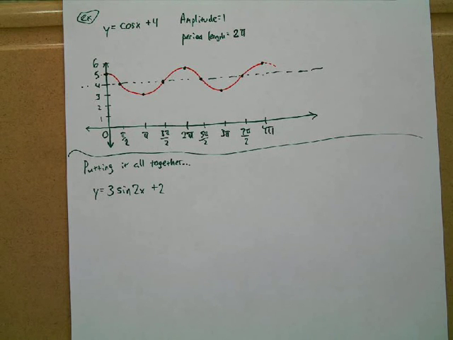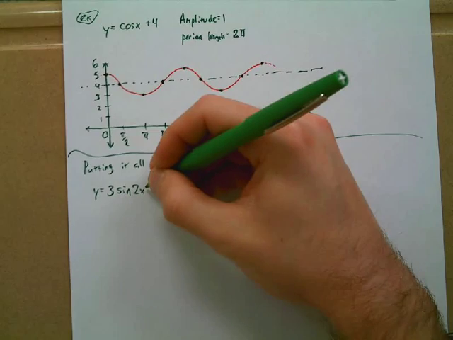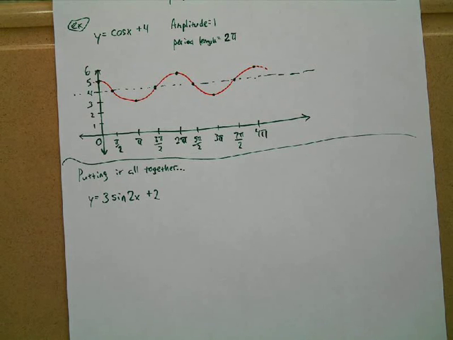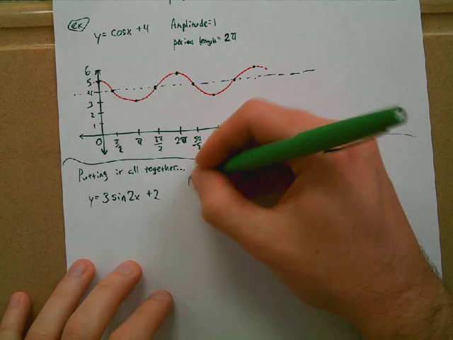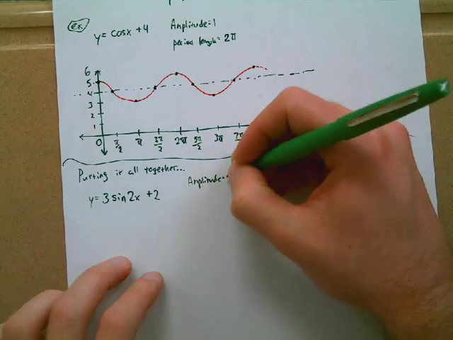Okay, so let's again identify things. The amplitude is 3. We're going to have to figure out what our new period is going to be, so we'll put that 2x between the 0 and the 2 pi to figure out how that 2x is going to affect our period. We'll divide both sides by 2 and get 0 less than or equal to x less than pi.